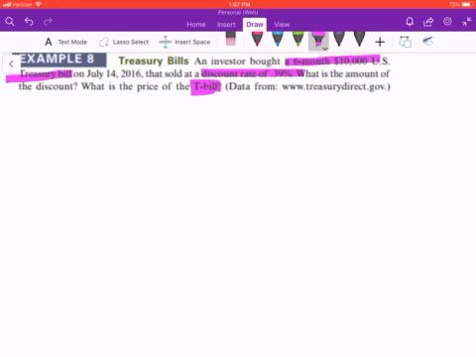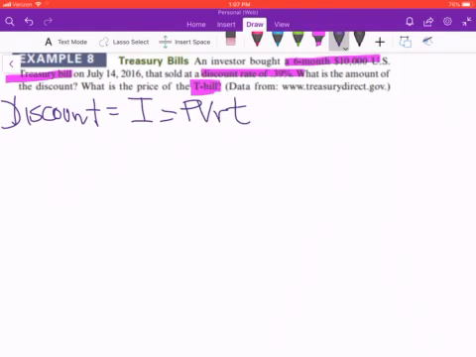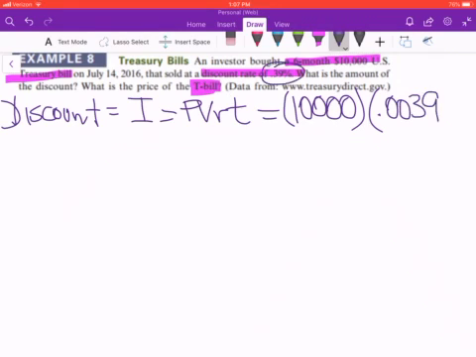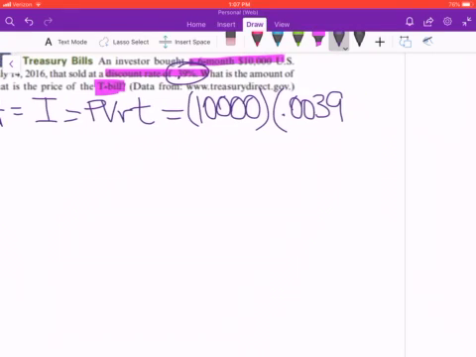So what we're going to do here is use the formula for discount. And that is going to equal the same formula for interest that we looked at the very beginning of the section: present value times the rate times the time. If we substitute the quantities that we know, the present value is 10,000. The rate is going to be 0.0039, because if you notice here, it already has a decimal point. This is not even 1%, it's below that. We still need to divide by 100.